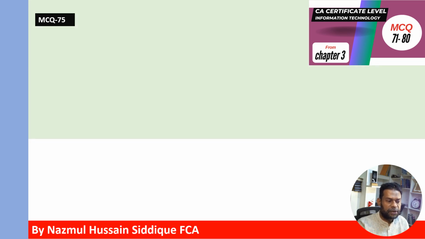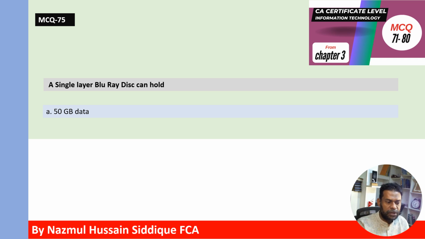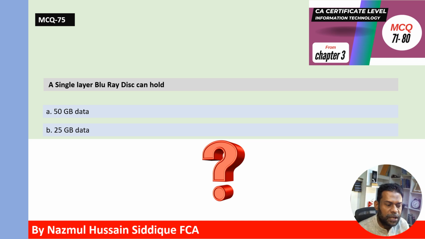Question 75. A single layer Blu-ray disc can hold 50 GB data or 25 GB data. Which one is the correct answer? Correct answer is B, 25 GB data. A single layer Blu-ray disc can hold 25 GB data.